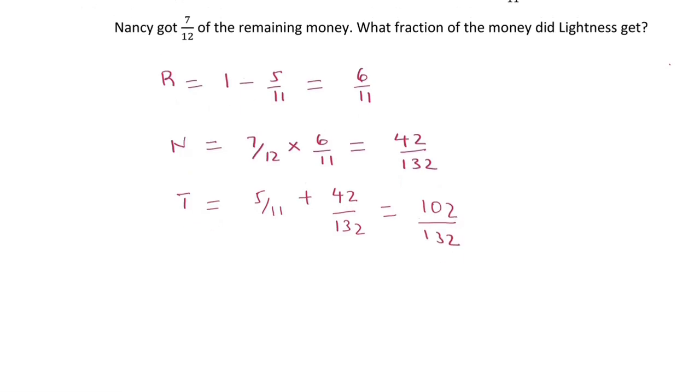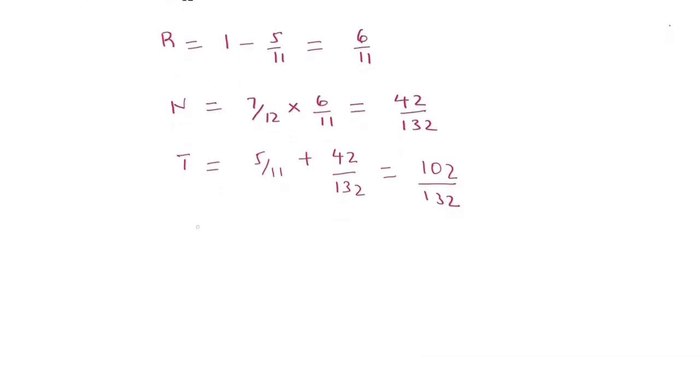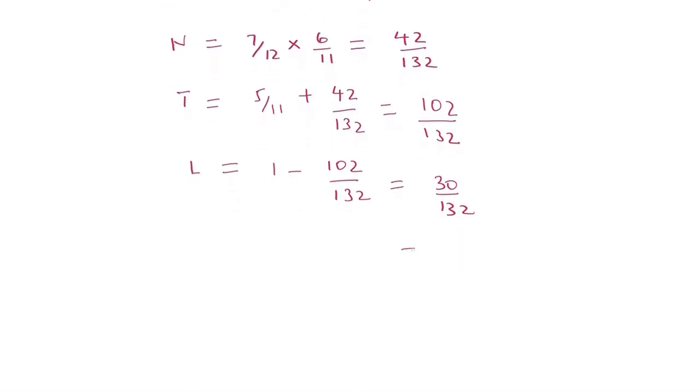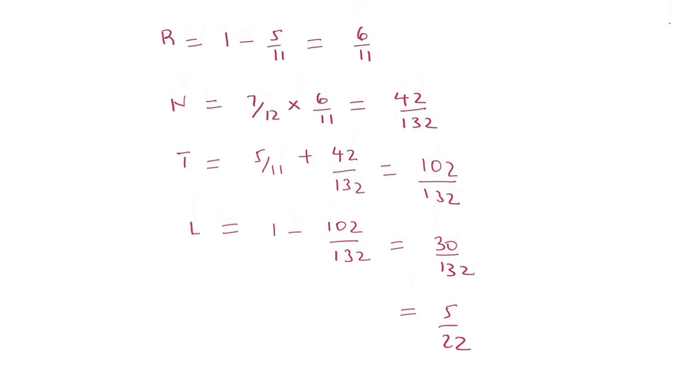Now to find the fraction which Lightness got, we are going to take 1 minus 102 over 132, of which after solving the values we are getting 30 over 132. And this one can be further simplified by dividing 6 both in numerator and denominator, and our fraction is going to be 5 over 22. And this is the fraction which Lightness got.